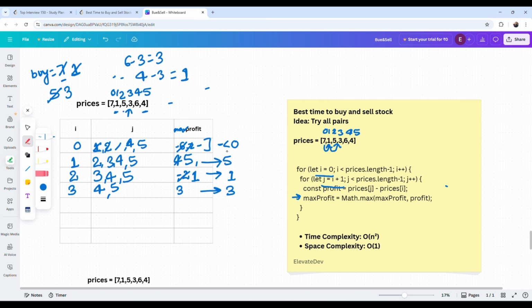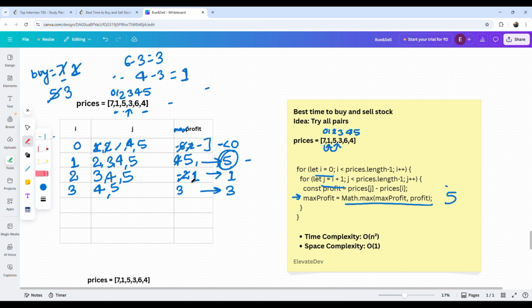But I'm just simulating the values here. Up till now we have 5 as the maximum profit. In the first loop the profit was 0, in the second loop the maximum profit is minus 5. So up till this point we have achieved 5 as the maximum profit, and now moving ahead we are just trying to see whether we can have a bigger value than 5.